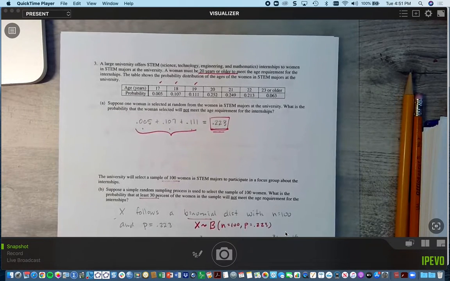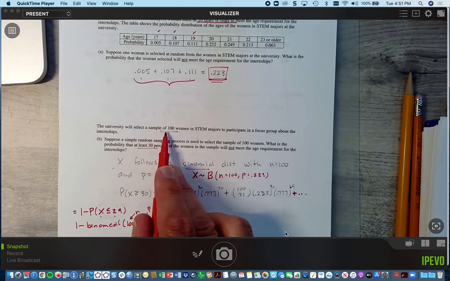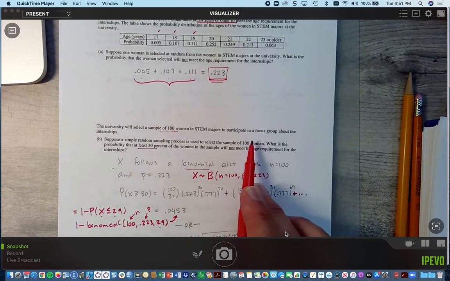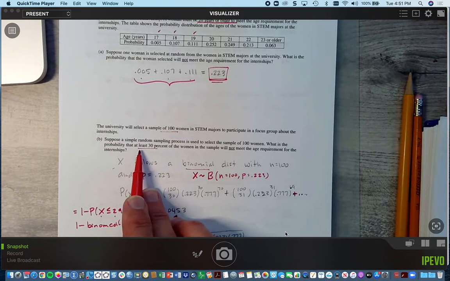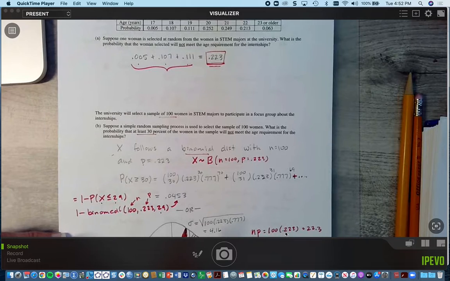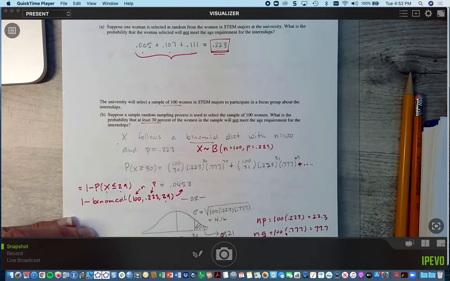Okay, then we switch over to part B on this one, where they say the university will select a sample of 100 women in the STEM majors, and we want to know what's the probability that at least 30% of them do not meet the age requirement. Okay, so what we saw was a lot of you got the right answer, right? But again, the supporting work is just as important, if not more important, than the answer.